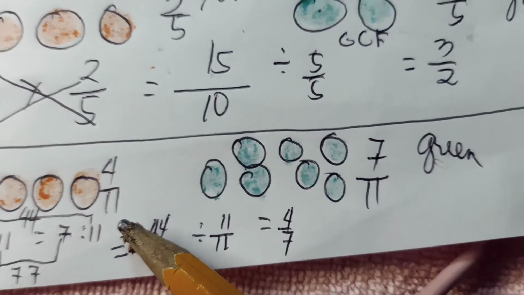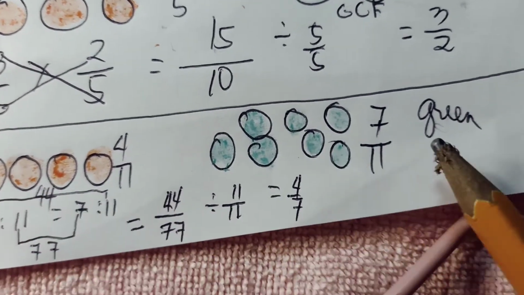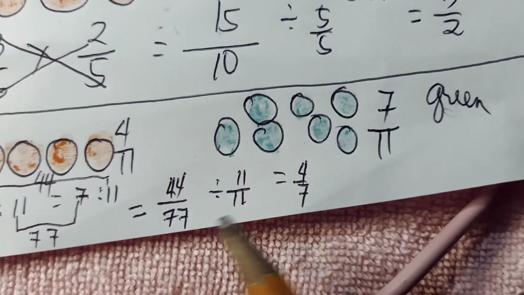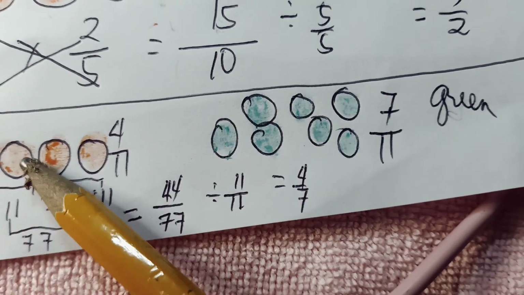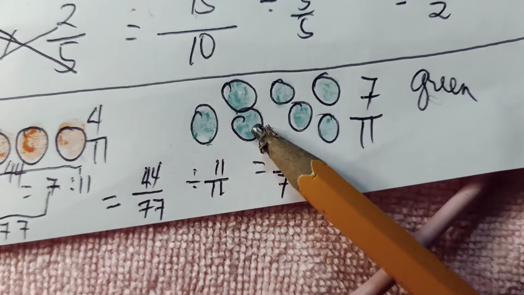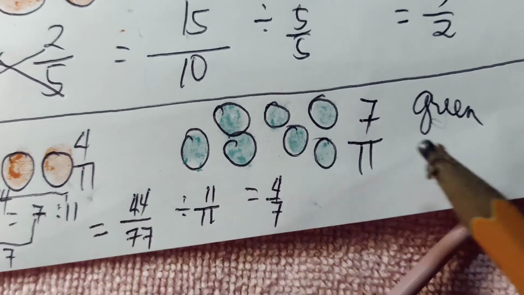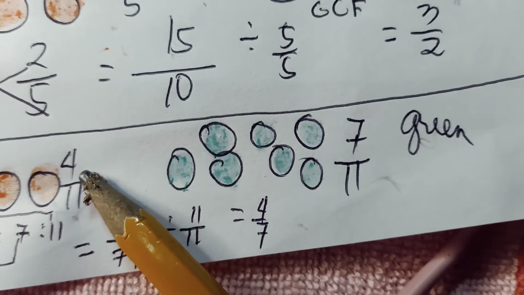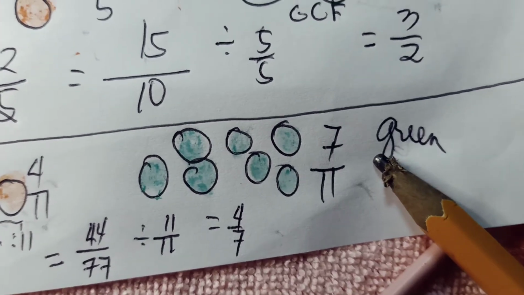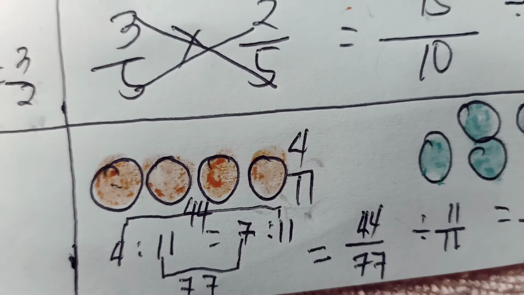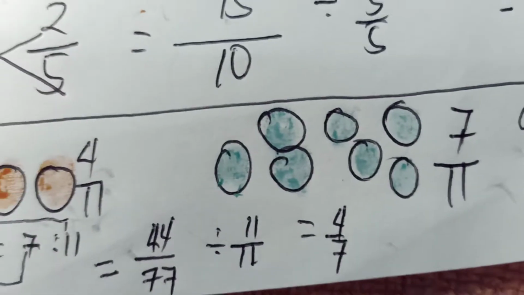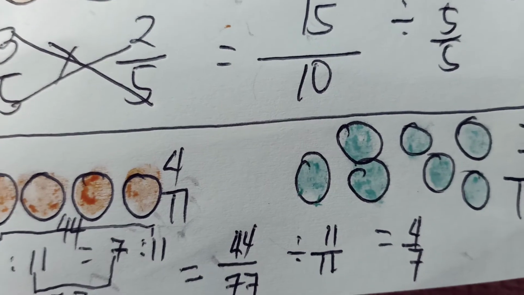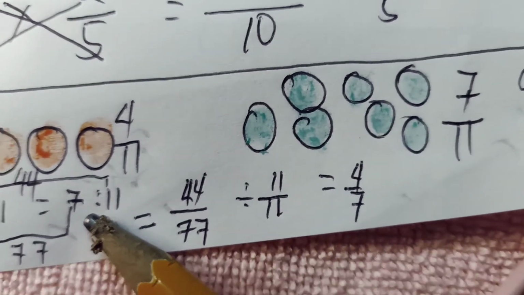Okay, the last drawings. How many in all? All the circles, we have 11. 1, 2, 3, 4, 5, 6, 7, 8, 9, 10, 11. So, 11 is their denominator. 4 are the color red and 7 are the color green. See? 4 over 11 and 7 over 11. So, we will use the means and extremes.